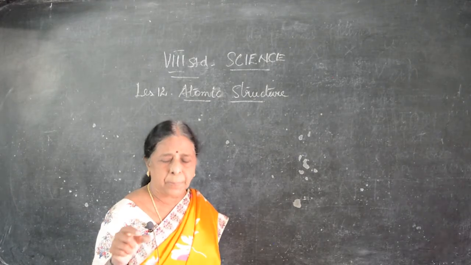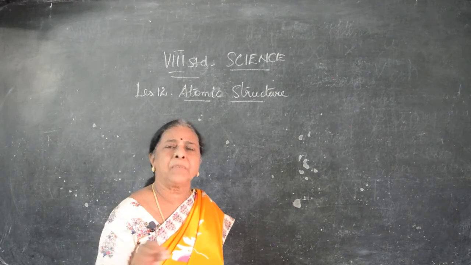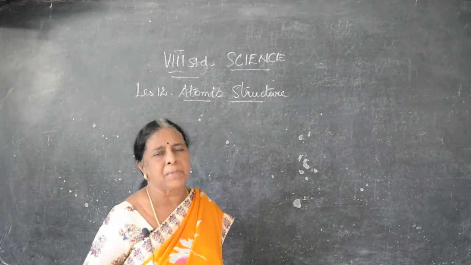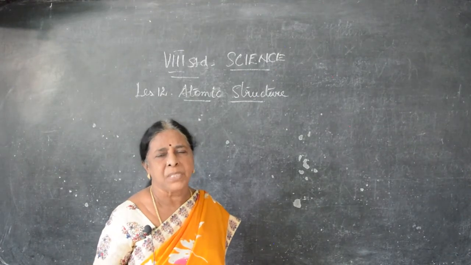At present we know what the subatomic particles are: proton, neutron and electron. But they were not found at the same time; they were found at different stages. So how the atom came into existence, that we have to see in this lesson.